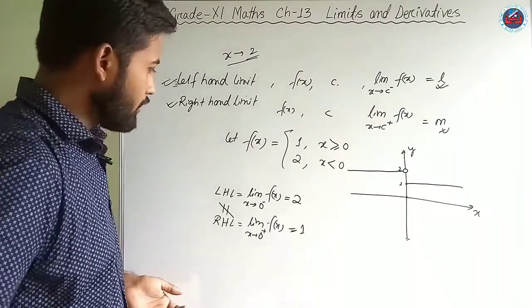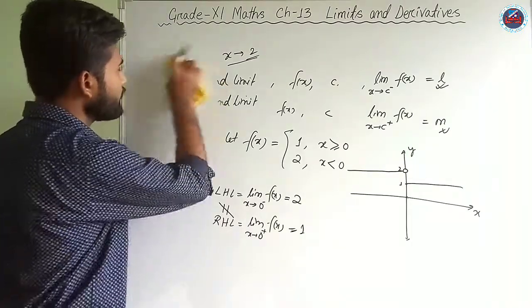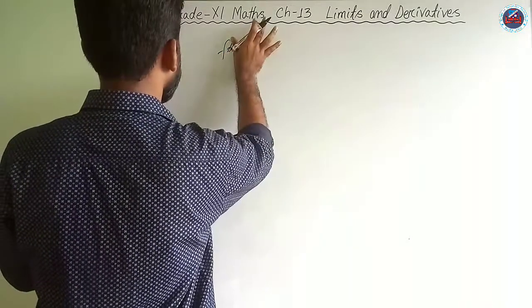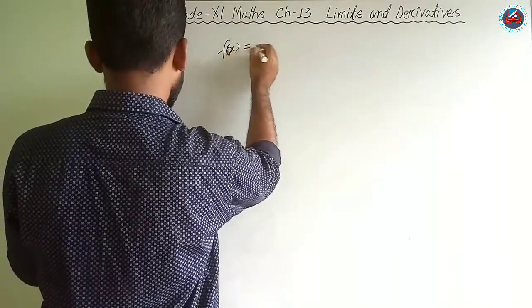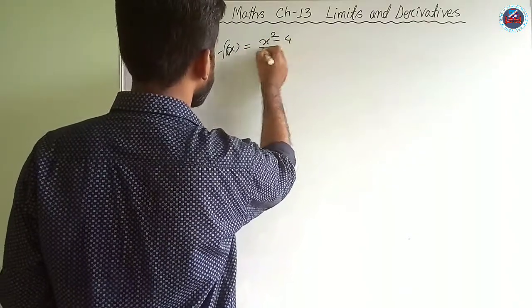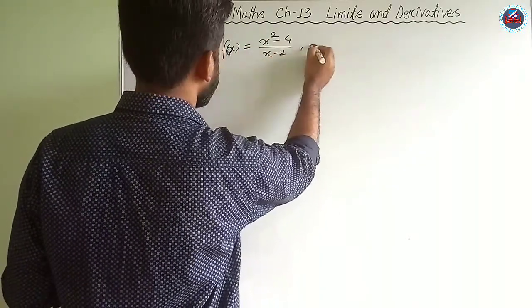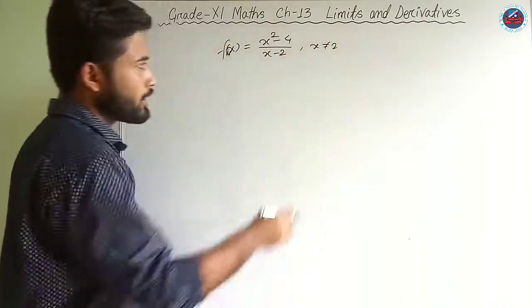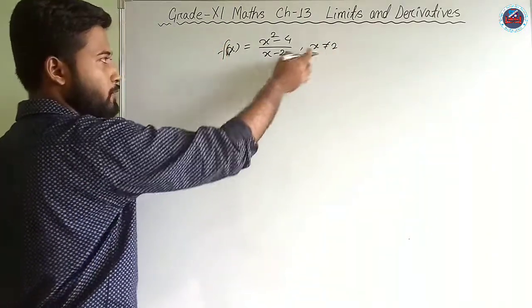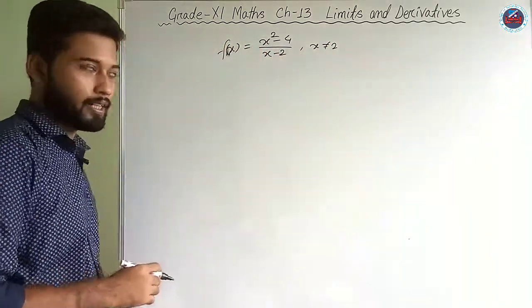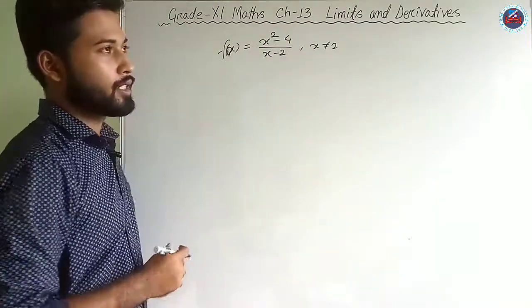Okay, now let us see an illustration. We have taken a function f of x equal to (x square minus 4) divided by (x minus 2), where x cannot be equal to 2. Why is x not equal to 2? Because if x is equal to 2, then this function will not be defined. Okay, this will be something by 0.